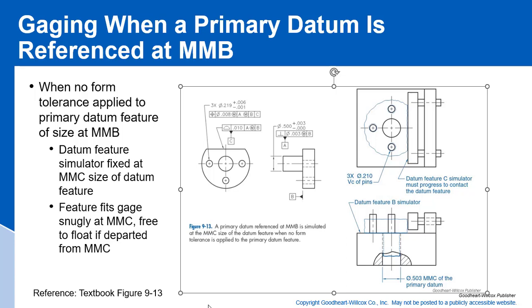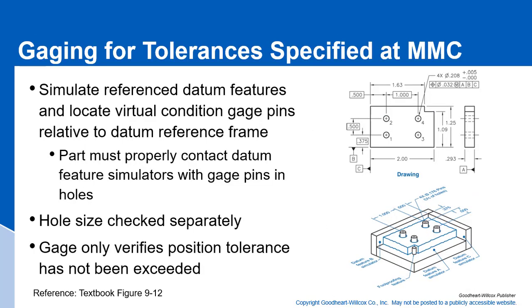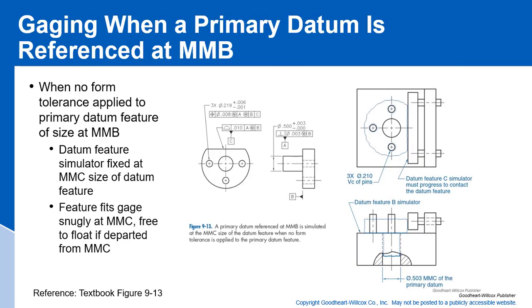Yeah, in the last movie, I was discussing how this part here would be functional gauged when the primary datum is referenced at maximum material boundary. When we're talking about this last part right here, our primary datum was a surface. In this particular part, our primary datum is a feature of size, in which case it's this shaft here. So in this feature control frame, that shaft is referenced at maximum material boundary.